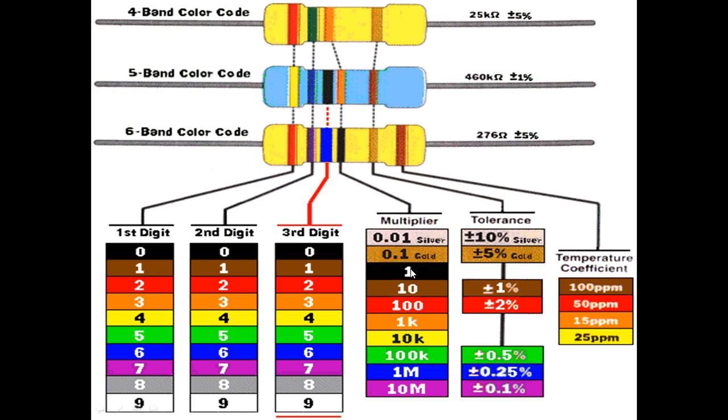1 ohm we have to multiply. This multiplier we have to multiply with the first three digits. Then we get the total value is 276 ohms.